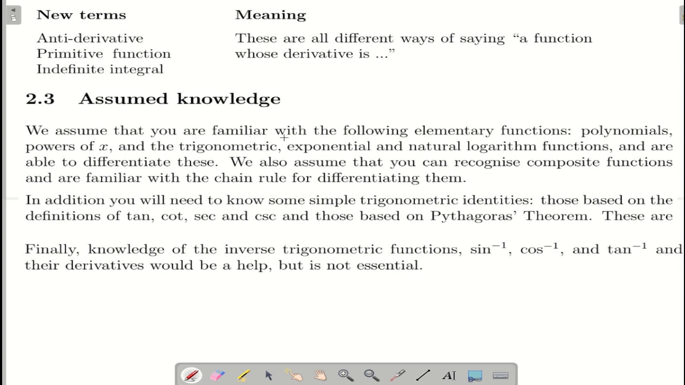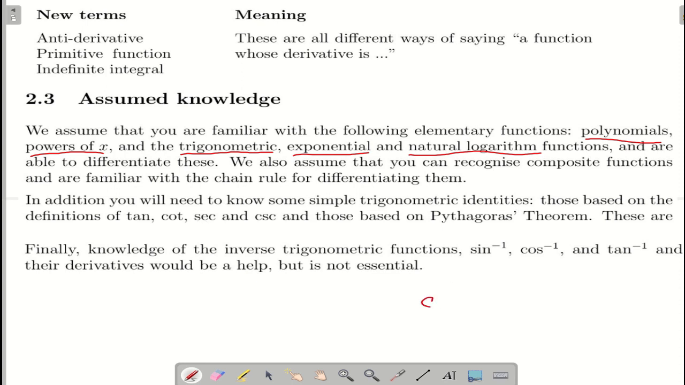We assume that you are familiar with the following elementary functions: the polynomial function, power of x function, the trigonometric functions sine, cosine, tangent, secant, etc., the exponential function e to the power of something, and also the natural log function, and are able to differentiate these functions. We also assume that you can recognize composite functions and are familiar with the chain rule for differentiating them. In addition, you need to know some simple trigonometric identities.